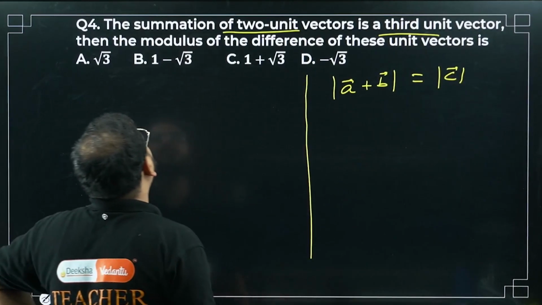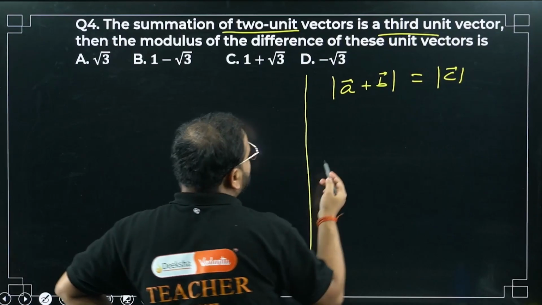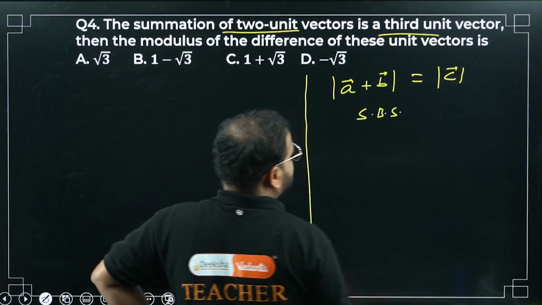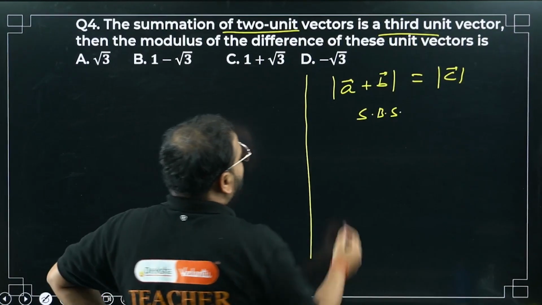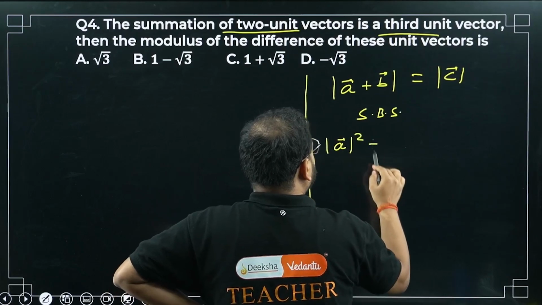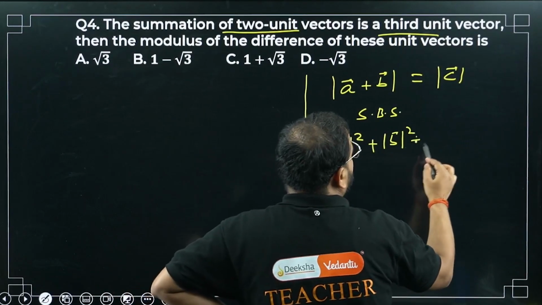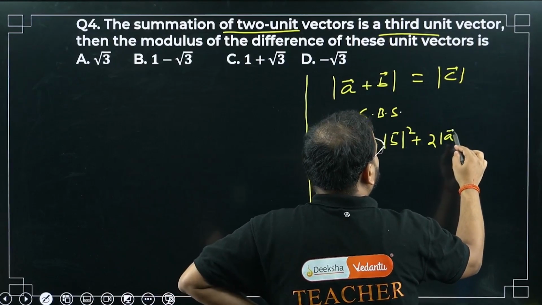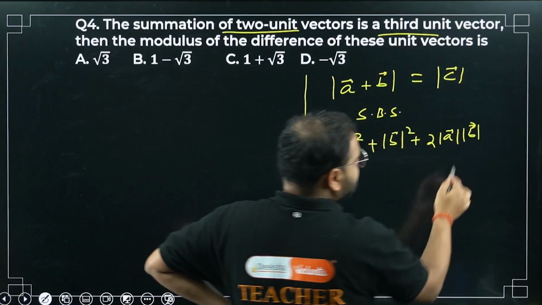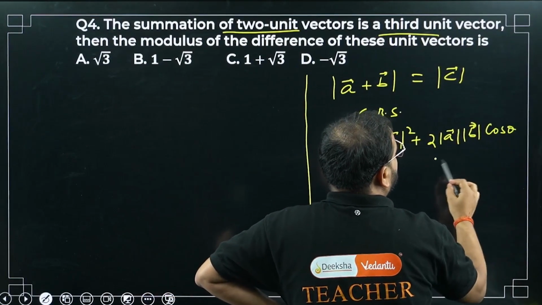Right? The summation of unit vectors is a third unit vector. Okay, I'm taking it like this. Can I take a whole square right here, squaring both sides? What am I going to get? I'm going to get this, plus 2 vector A, vector B. I'm applying the formula (A plus B) the whole square, right? Cos theta, right?